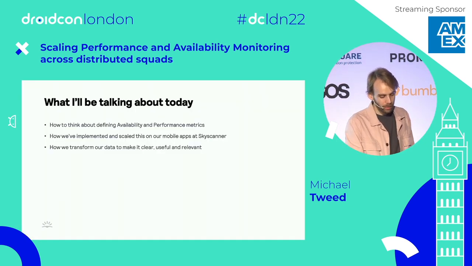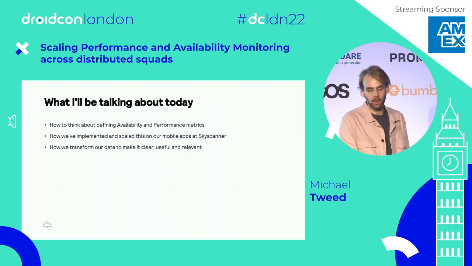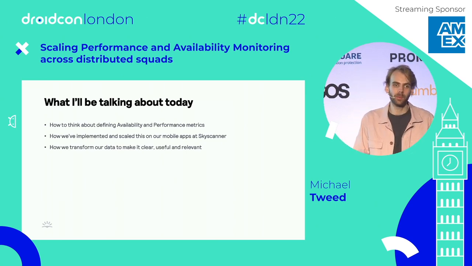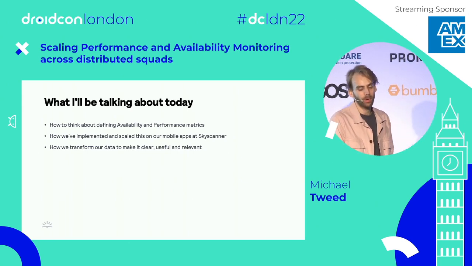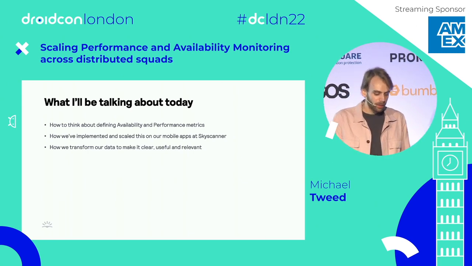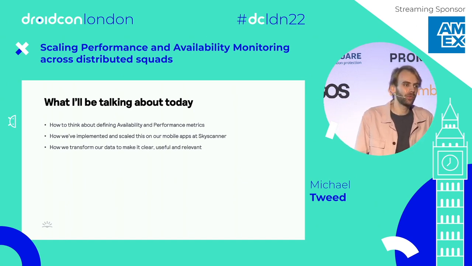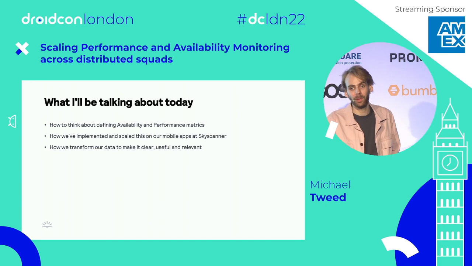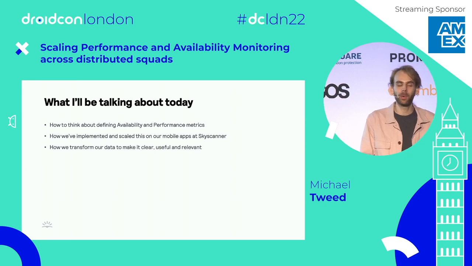So what we're going to be looking at today is how we think about defining these availability and performance metrics, and then giving an overview of how we've implemented and scaled this on our mobile apps at Skyscanner, and how we transform this data as well to make it clear, useful, and relevant. Now, this is something which has been a long journey. We've been working on it for 2 to 3 years, and so there's a lot of information to go through, a lot to get you thinking about it, get some ideas, some things that we've been going through, but almost each section of this could have been a talk on its own.